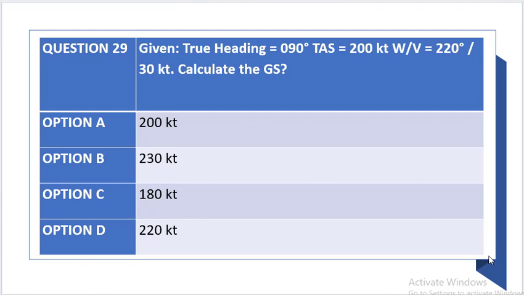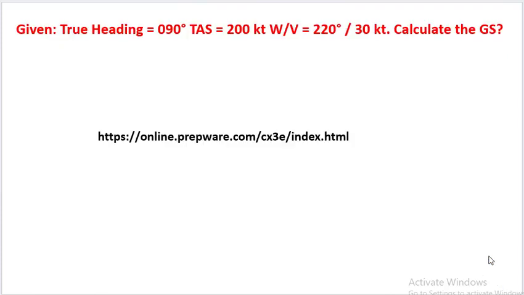The question states that given true heading is equal to 090 degrees, TAS is equal to 200 knots, wind velocity is equal to 220 degrees 30 knots, we need to calculate the ground speed and the options are as indicated. We will be using the online version of CX3. The link to the online version is as indicated.